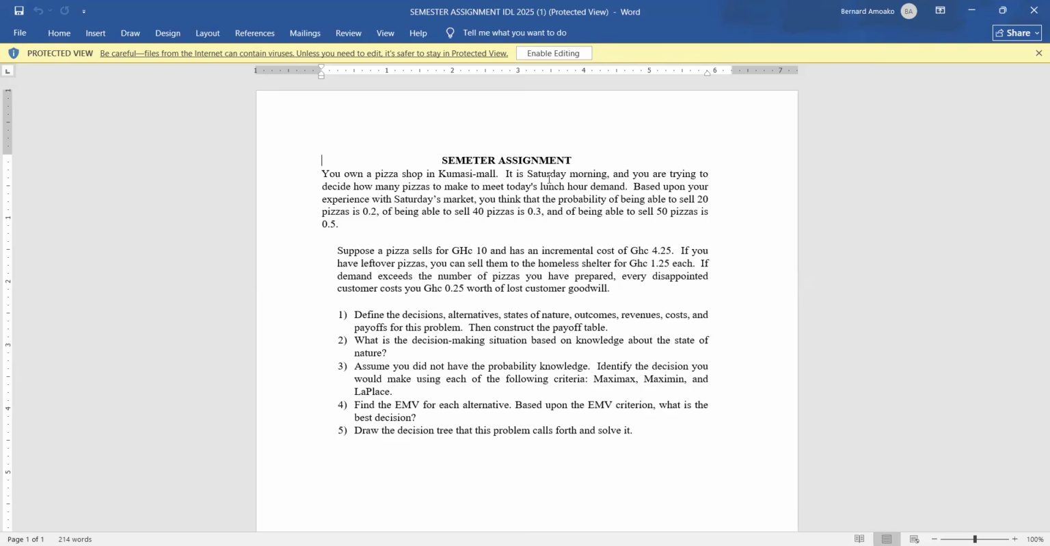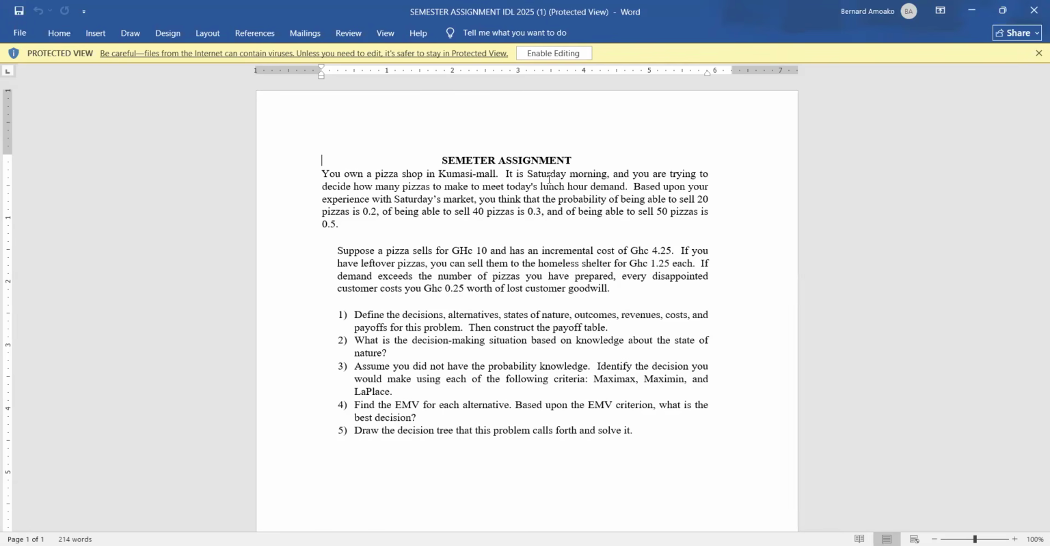Now, suppose a pizza sells for 10 cedis and has an incremental cost of 4.25. If you have leftover pizzas, you can sell them to the homeless shelter for 1.25 each. If demand exceeds the number of pizzas you have prepared, every disappointed customer costs you 0.2 worth of loss of goodwill. Define the decisions, alternative, state of nature outcomes, revenue, cost, and the payoff for this problem.